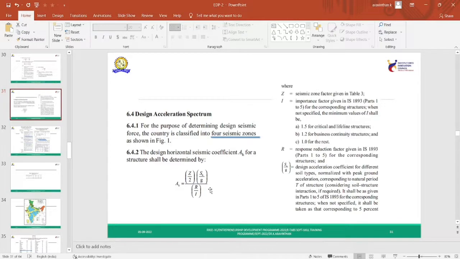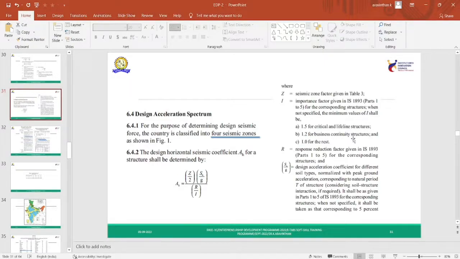What is the importance of the building? If it is a critical lifeline structure, such as a hospital, a fire station, or any important building like telecommunication, these kinds of buildings are critical when you are saving lives. During an earthquake, if the telecommunication center collapses, what happens? The communication cannot be done. Finally, we cannot rescue the members who are affected by the earthquake. That is why these structures are called lifeline structures. And 1.2 has to be taken for business continuity structures.